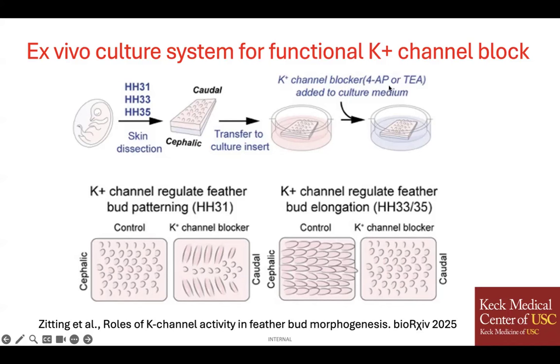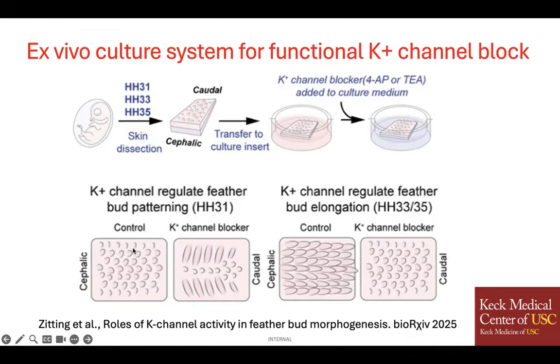In this case, we're using 4-aminopyridine and tetraethylammonium. These are well-known non-specific potassium channel blockers. Non-specific means they don't necessarily choose one potassium channel over another. We have started to do work with specific potassium channel blockers subsequently. But anyway, shown below, and we'll show you real data in a second, is a depiction of feather buds in the back, the dorsum of the chick, at H&H 31 and H&H 33 or 35.